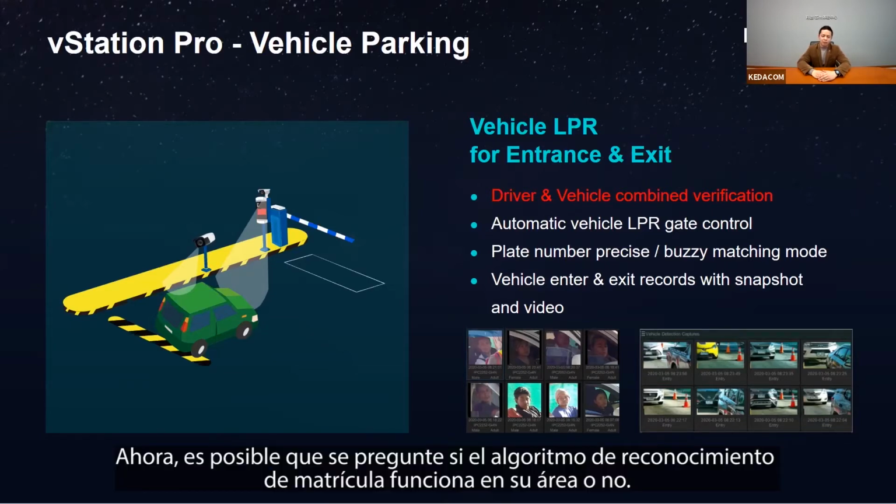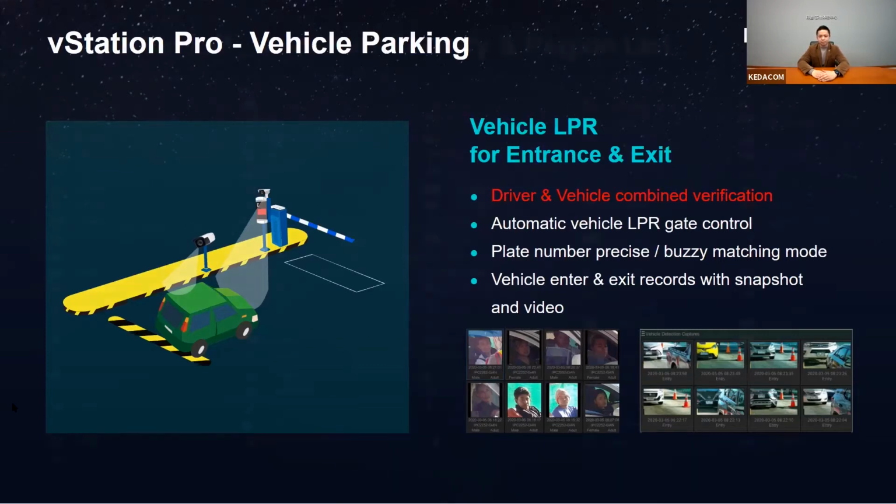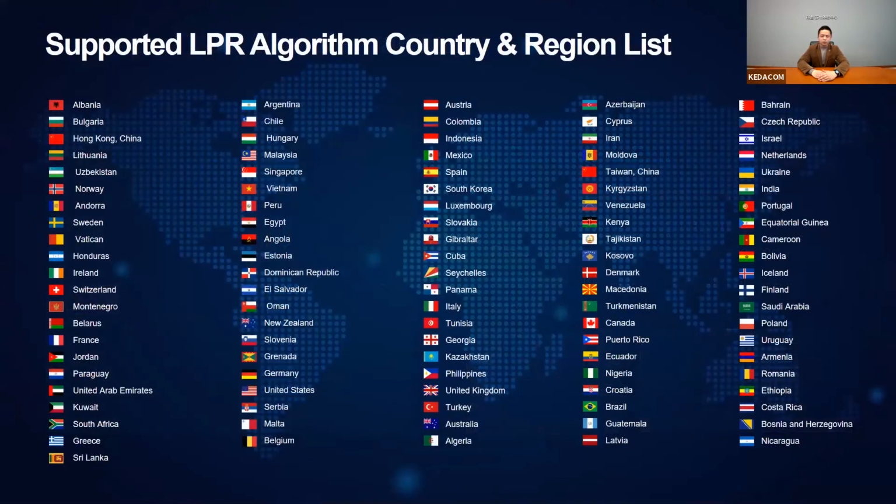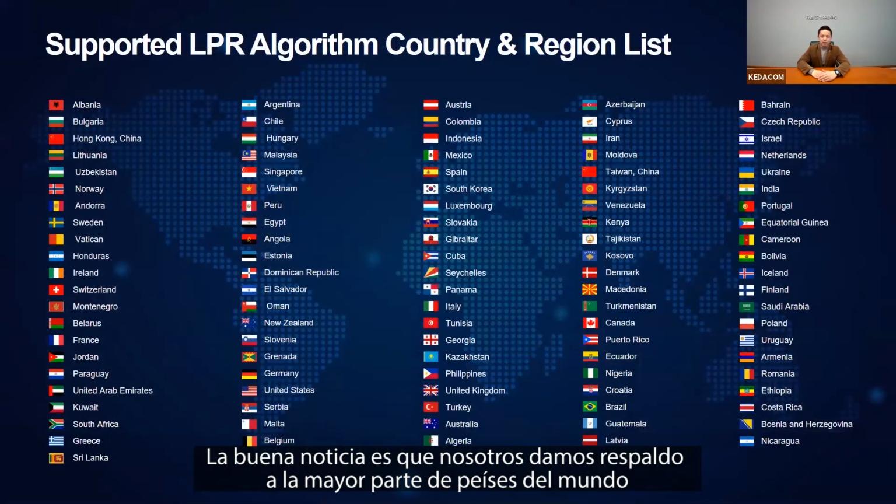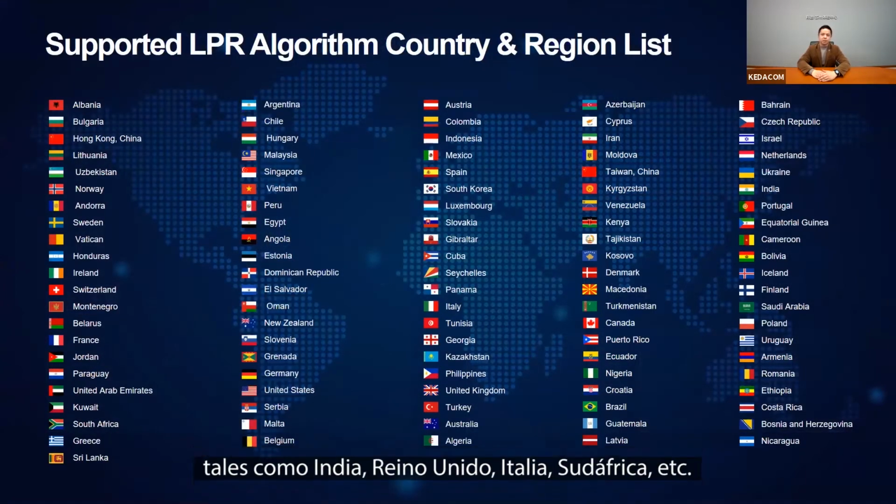Now, you may be wondering whether the plate recognition algorithm works in your area or not. The good news is that we can support most countries in the world, such as India, United Kingdom, Italy, and South Africa, etc.